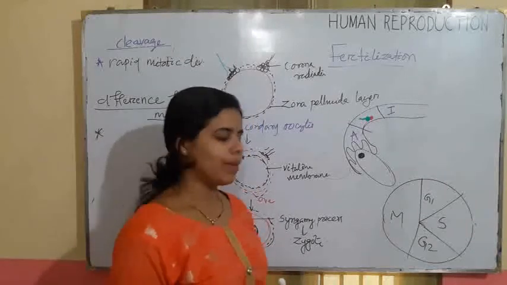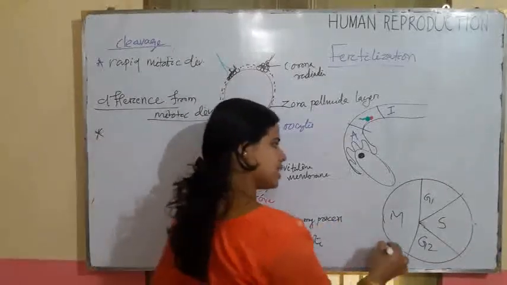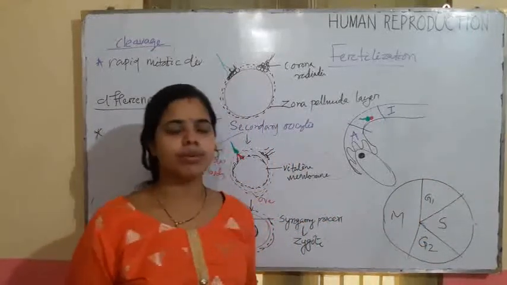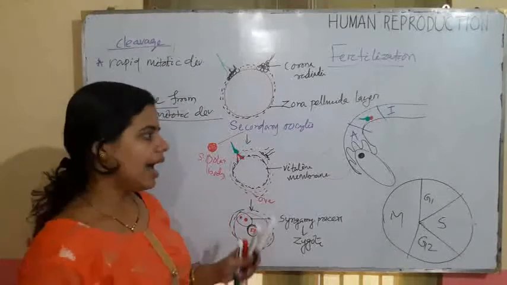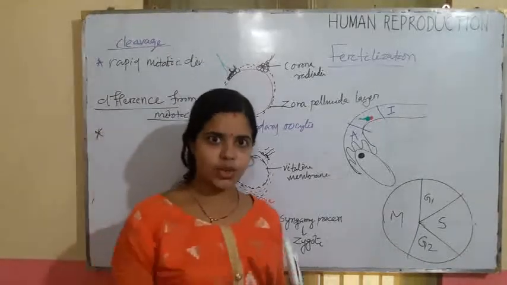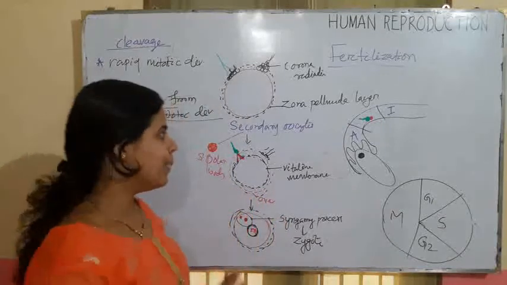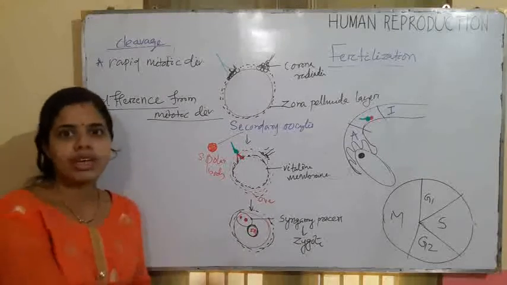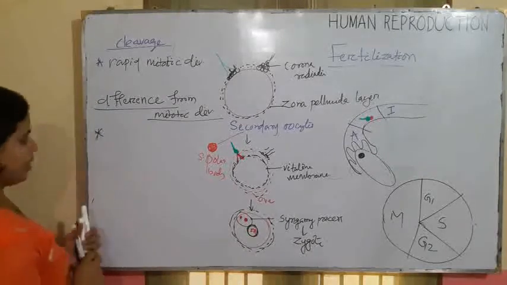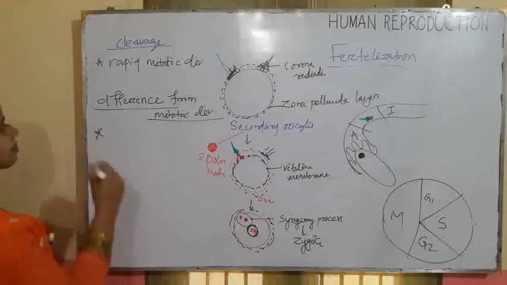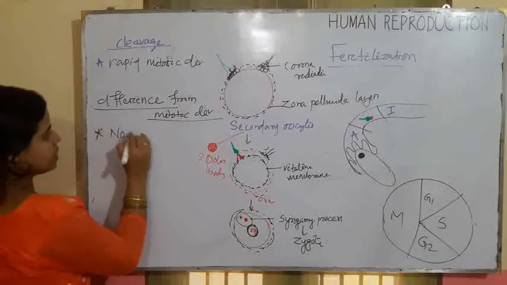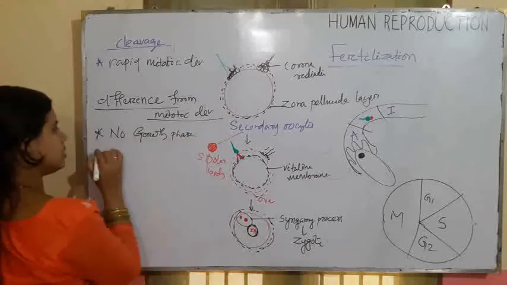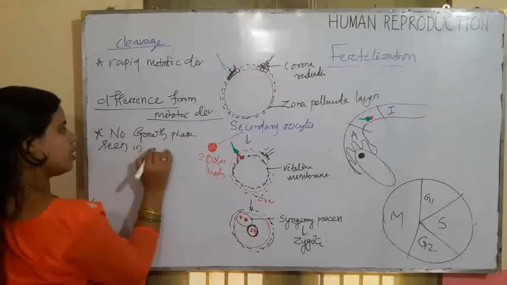During mitotic division, what will happen? It has a growth phase, before and after the replication process. In the growth phase, the size of the cell also increases. But in the cleavage process, there is no growth phase. Let me write here: no growth phase is seen in daughter cells.